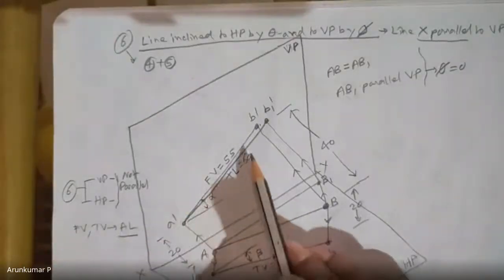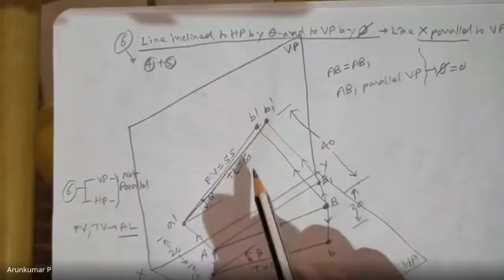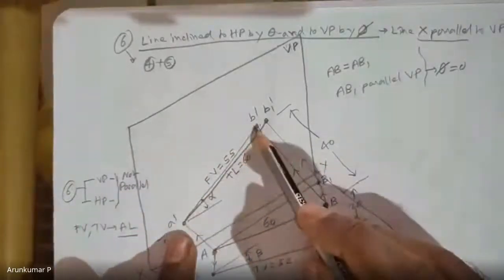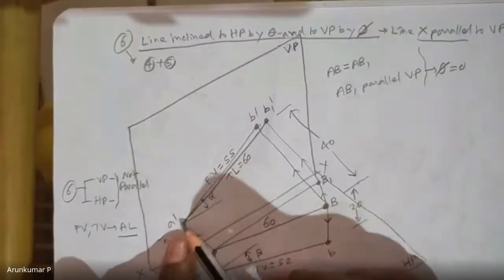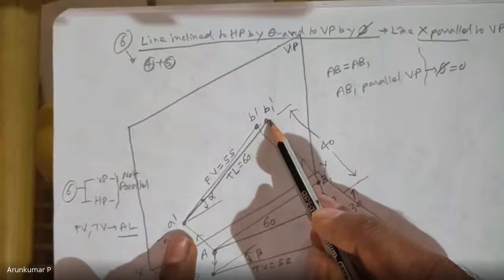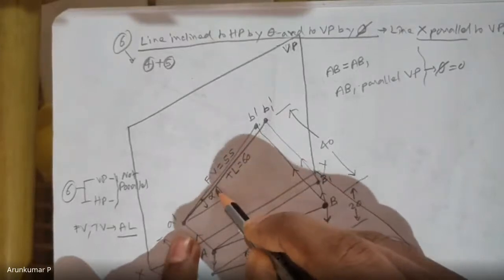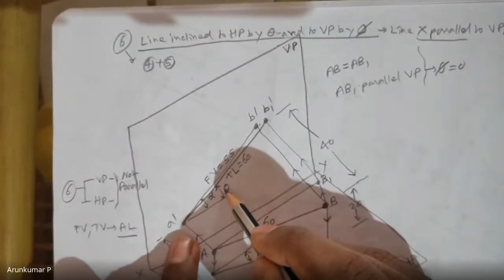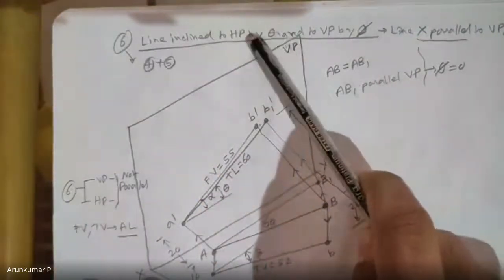Next, if you observe VP in the front view, you are getting two lines now. One is the front view A dash B dash, which is 55 mm inclined by an angle of alpha. Another is you are getting the true length A dash B1 dash, the true length of the line, whose length is 60. And what is this angle? This angle is the theta angle, the angle at which the line is inclined to HP.